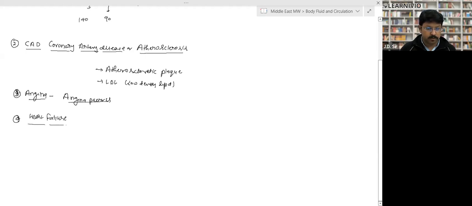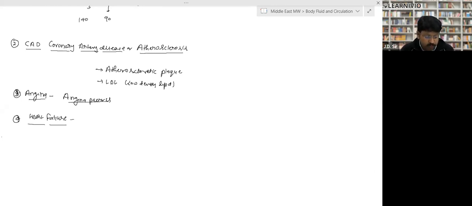Heart failure. Start noting down. It is the state when the heart does not pump blood effectively. Heart failure does not mean the heart stops working. It is something different. Heart failure means it is not working as per its efficiency. That's it.